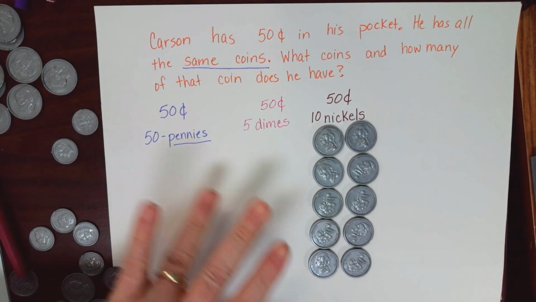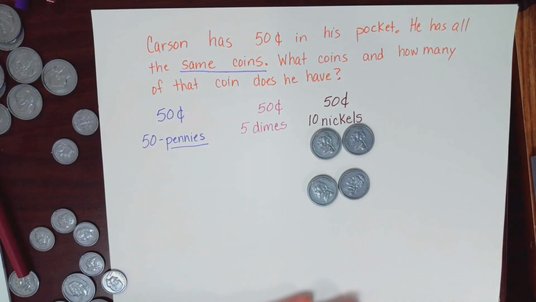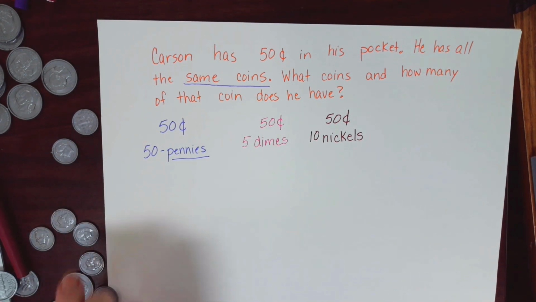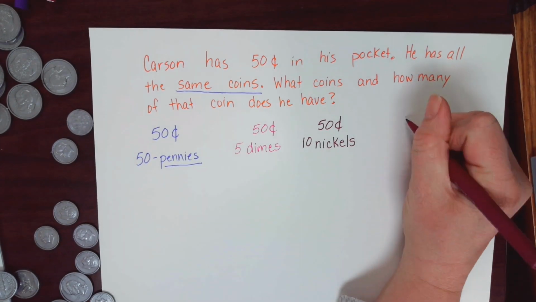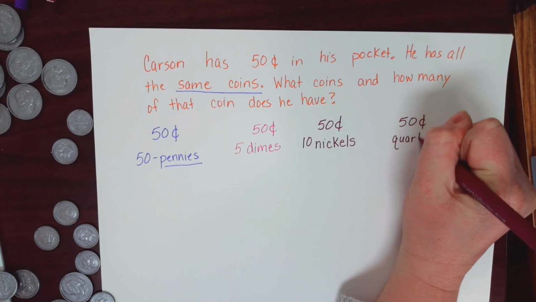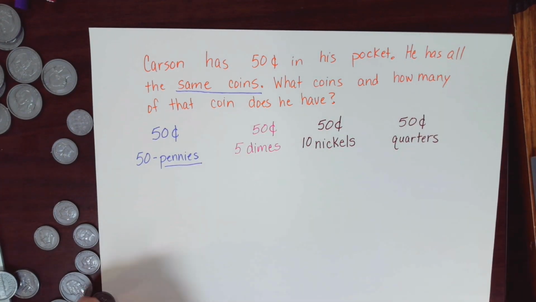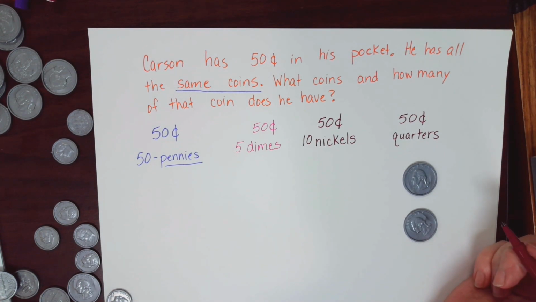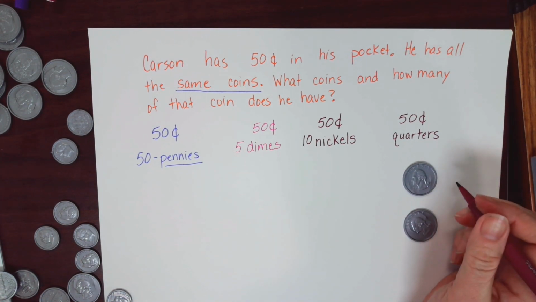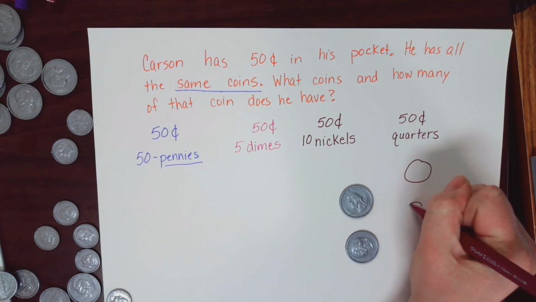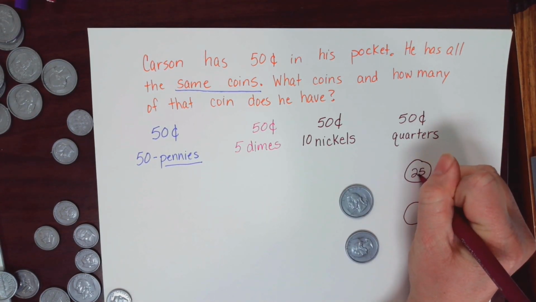Interesting. So far I've got pennies, dimes, and nickels. The last one that I need is quarters. So let's see if the quarters would work. So we're trying for 50 cents. We're going for quarters. So that's 25, and that's 25. And remember our strategy. If we needed a strategy to be able to do it, I could draw 2 circles and put 25 in each one and count by 5s.